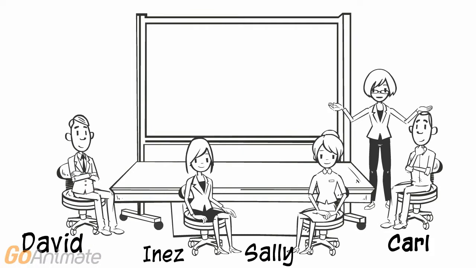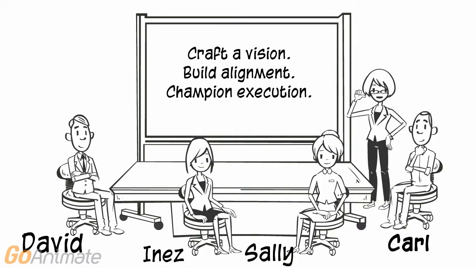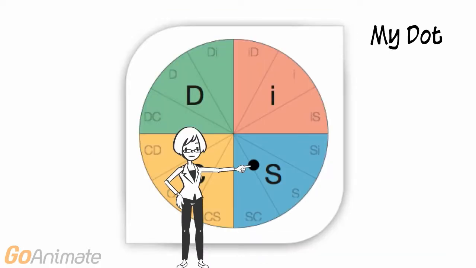So what do I do with all of this information, and what does this have to do with leadership? As a leader, my role is to craft a vision, build alignment, and champion execution. Communicating effectively requires that I understand myself and others. Let's turn to our own profiles for a bit. My dots tell a story about me. First, it says that my DiSC style is S, and since it's between the outer edge and the center of the circle, it says that I'm moderately inclined toward the S style.